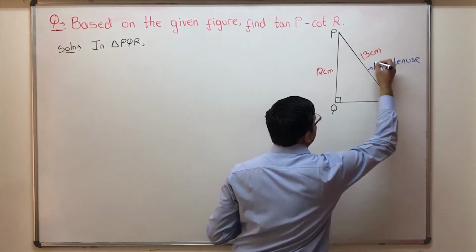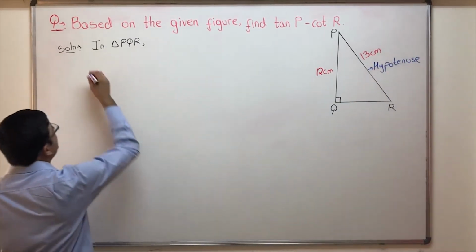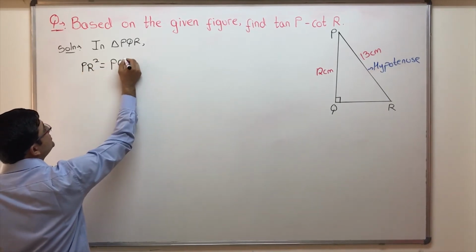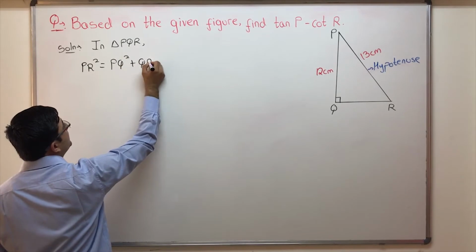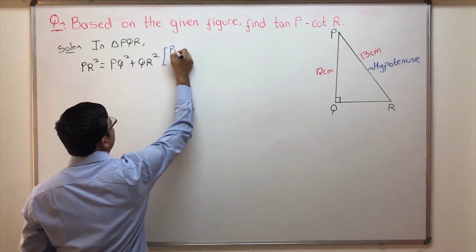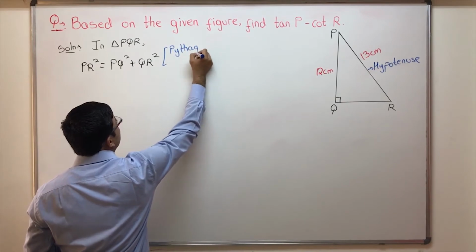So square of the hypotenuse, that means PR square, is equal to the sum of the squares of the other two sides. So PQ square plus QR square. Pythagoras theorem. So do mention it over here.